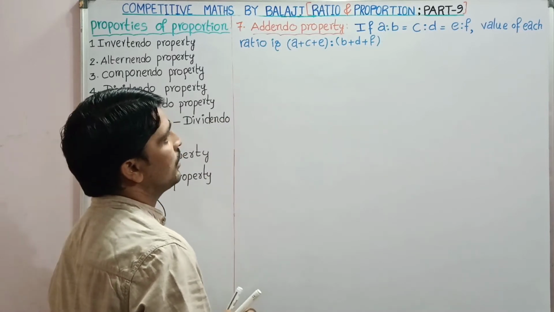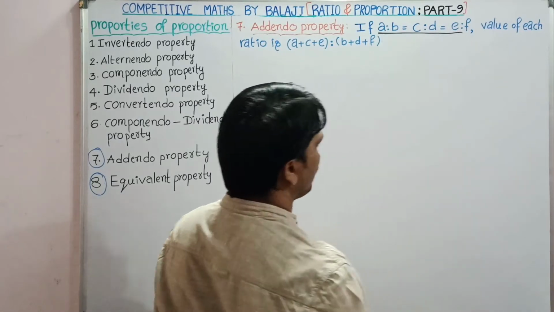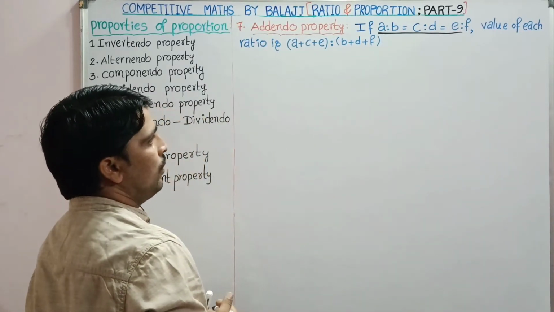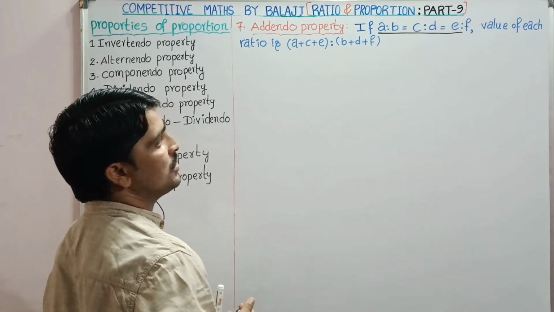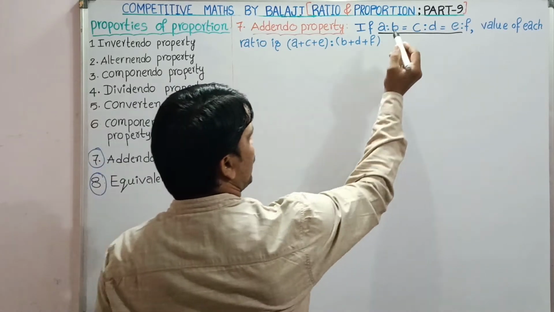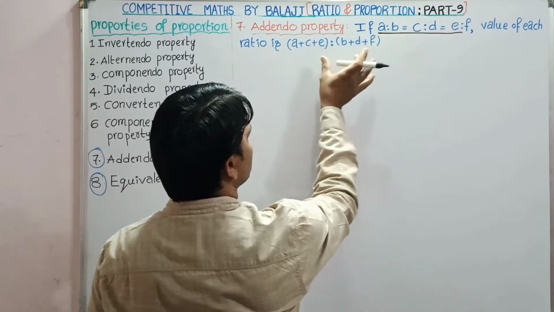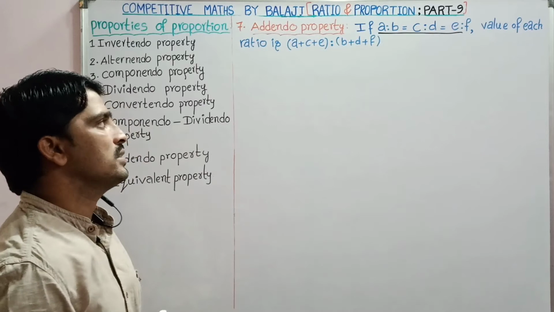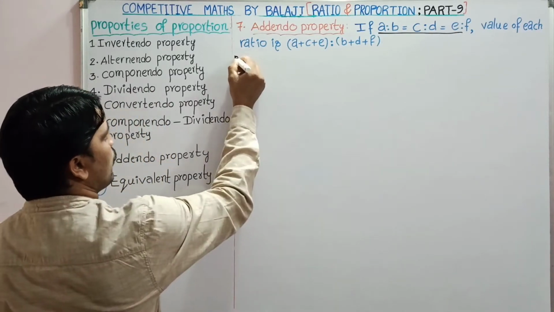The statement is that if A is to B equals C is to D equals E is to F, the value of each ratio is A plus C plus E is to B plus D plus F. So if these three ratios are equal, then the value of each ratio is equal to A plus C plus E is to B plus D plus F. Let us see the proof.